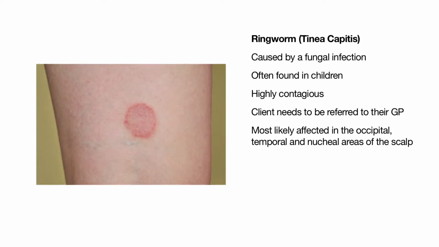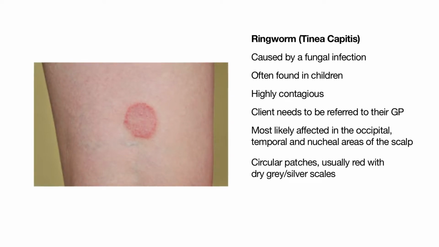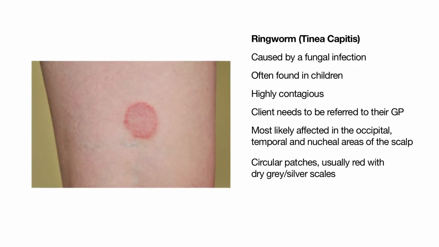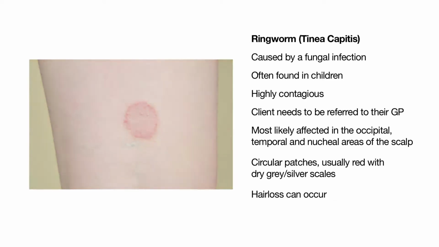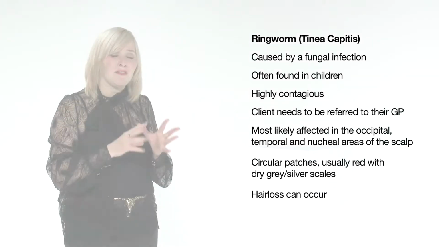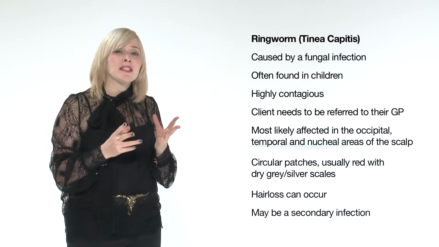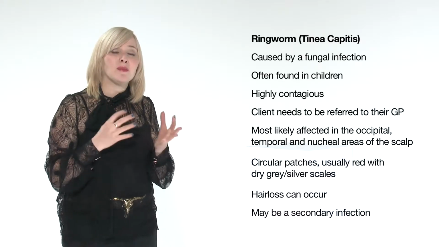It takes the form of circular patches, usually red with dry, grey, silver scales. Hair loss can occur and hair is often brittle and broken in the affected areas. There may be a secondary infection where the areas have been itched.